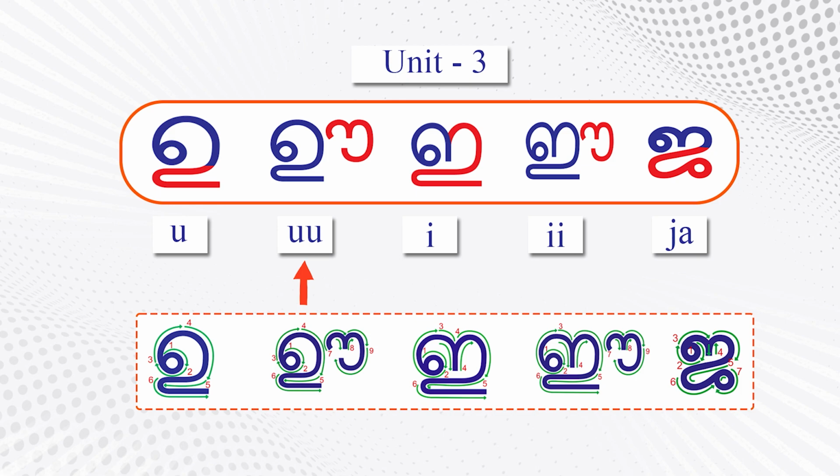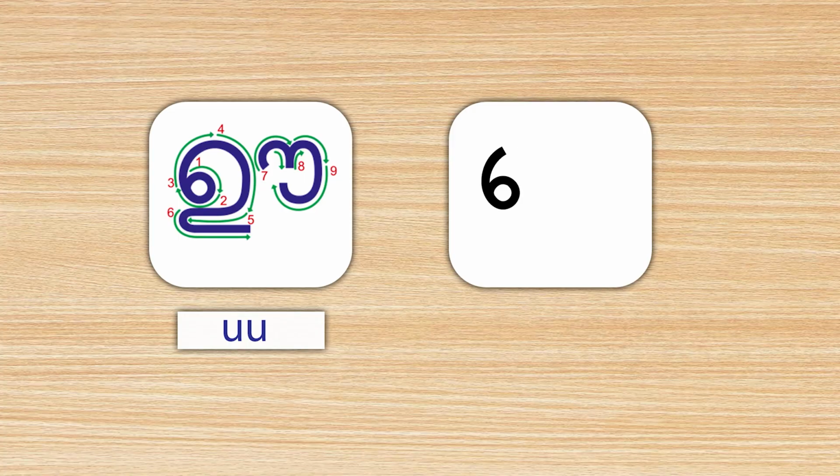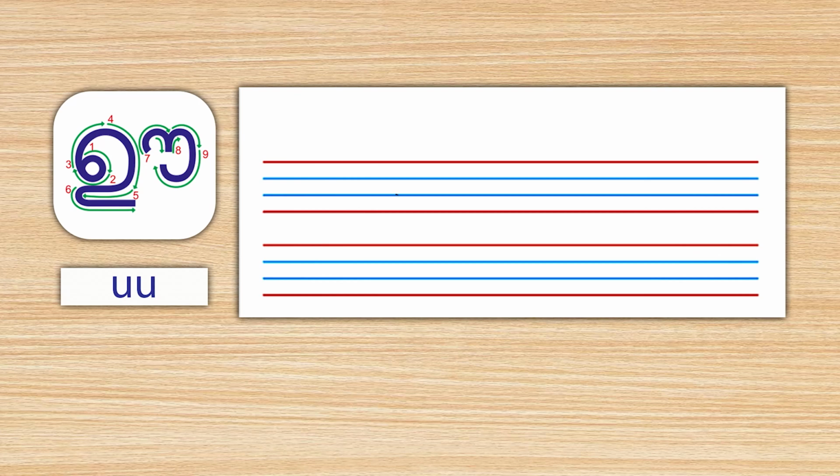Come to the next one. This letter is the longer counterpart of the short U. The lip and tongue positions are the same as short U, but it has a longer duration of pronunciation. Writing is the same as the letter U. Additionally, here is a symbol. This sign shows that this letter is longer in its form.